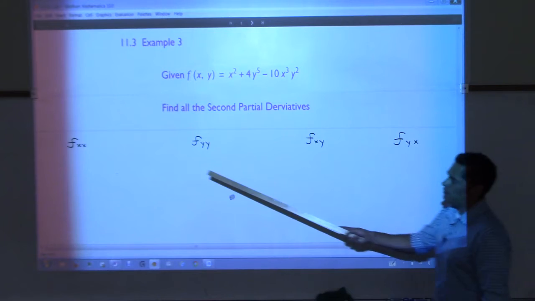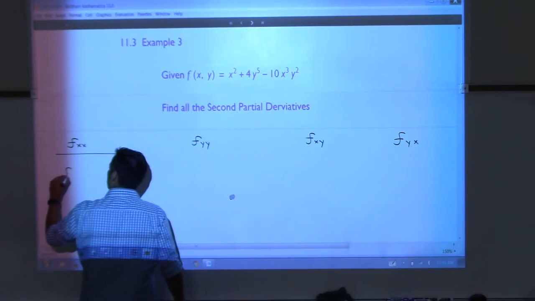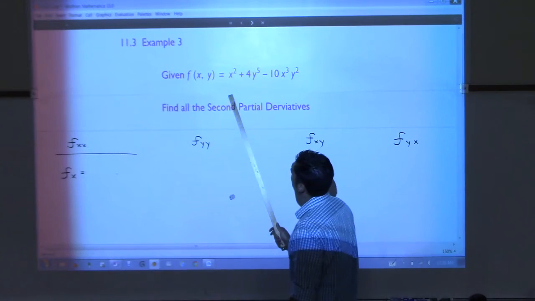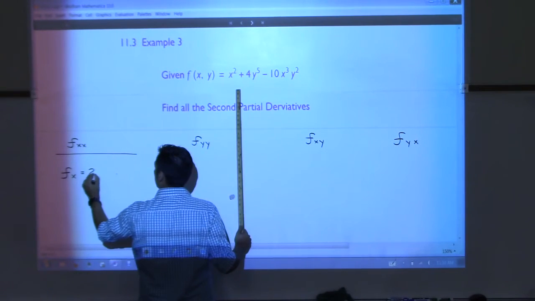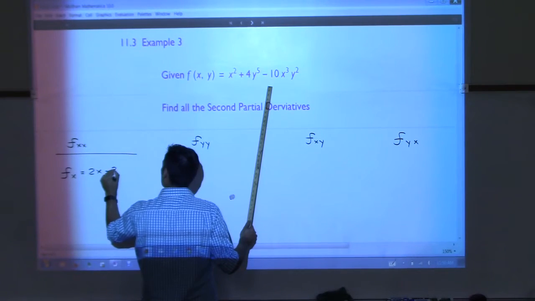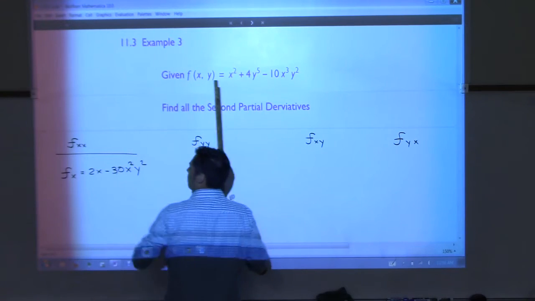So let's do this one first. Okay, first let's find the partial with respect to x. What's the partial of that with respect to x? 2x plus 0 minus 30x squared y squared.